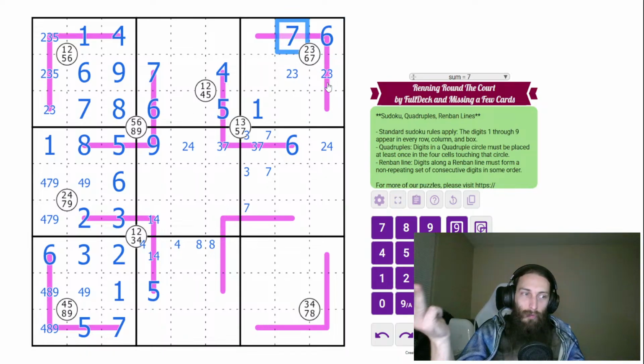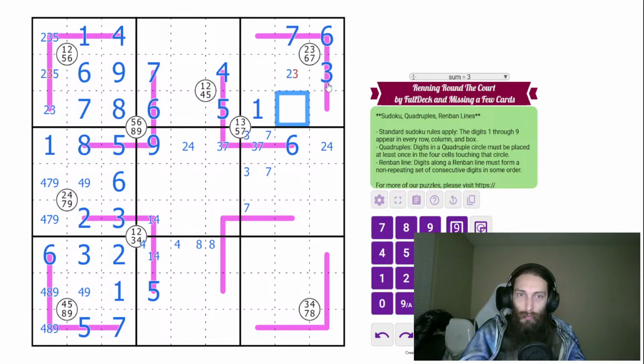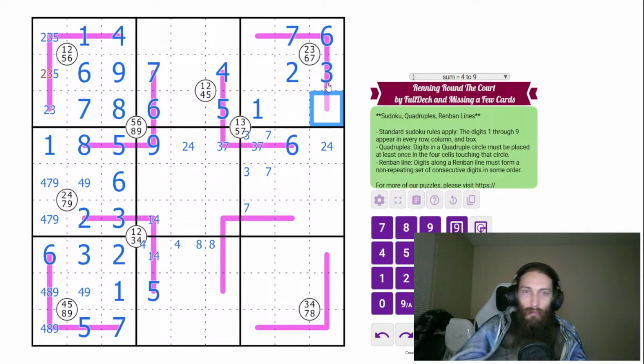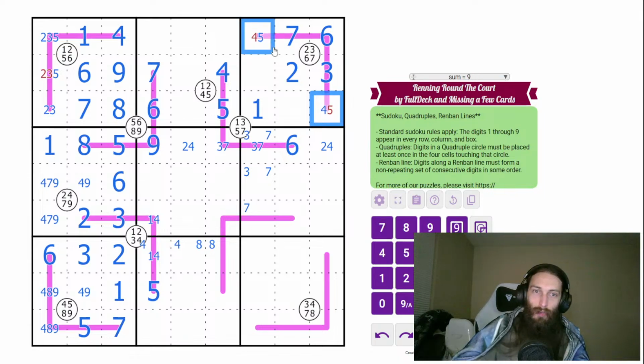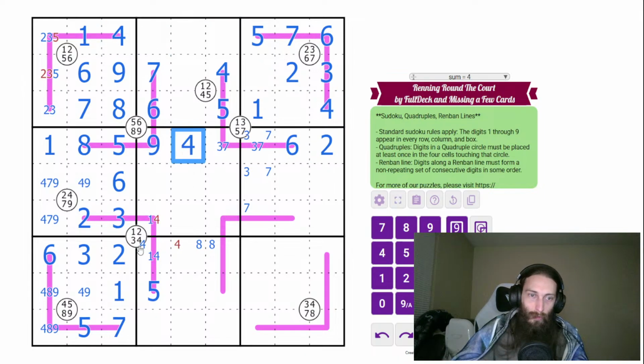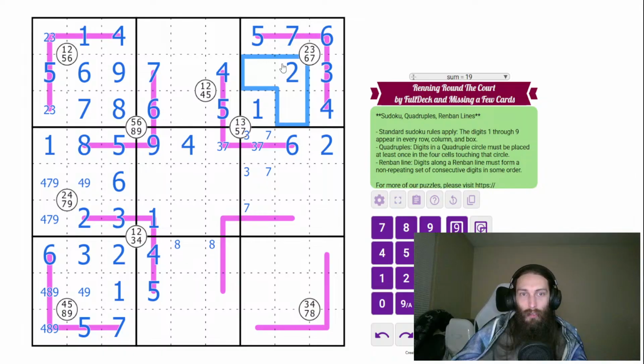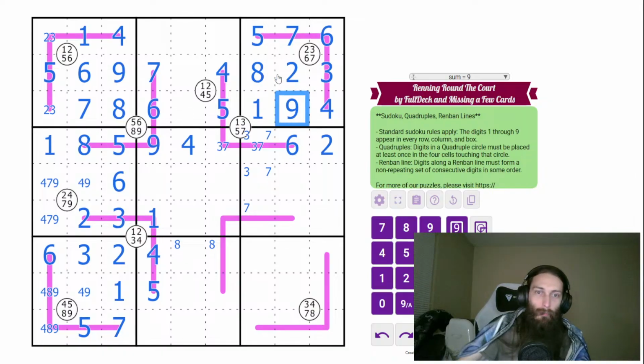7, 6, 5, 4, 3. So 7 can't connect to 2, so 3 and 2. And then you've got a 4, 5 pair. 4 here places 5 and 4 and 2 and 4. 4 is gone, so that's 4, that's a 1. This is 5, that's not a 5. And I'm still confused how I ended up with an 8 on the Renband, but I don't know.